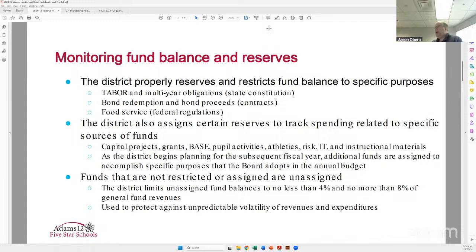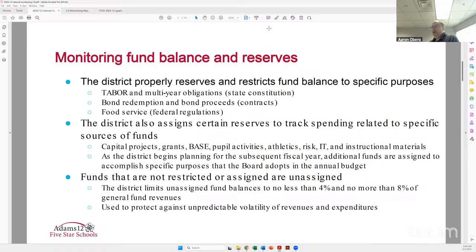The first piece that we talk about, and I have a different slide on this that we covered earlier in the school year, is overall fund balances, the ones that are required by Tabor or the Constitution, the multi-year obligations. Then we have items that are required through contract. So the bond redemption fund through contract with our bondholders. And then our food service nutrition fund is restricted based on federal regulations.